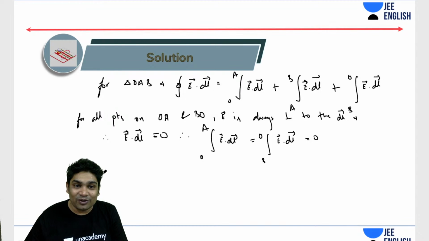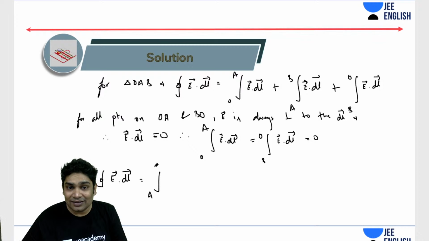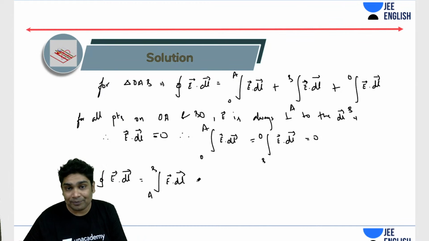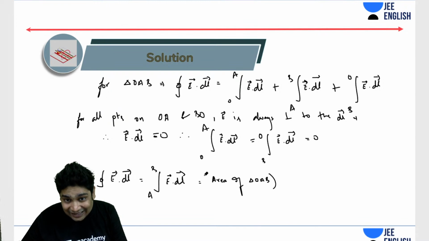So the entire EMF of the loop is coming only across AB. I hope you agree. The entire EMF in the loop is getting generated only across the line AB, because no EMF can be generated across OA or OB. This I already know would be the area of triangle OAB times dB by dt.